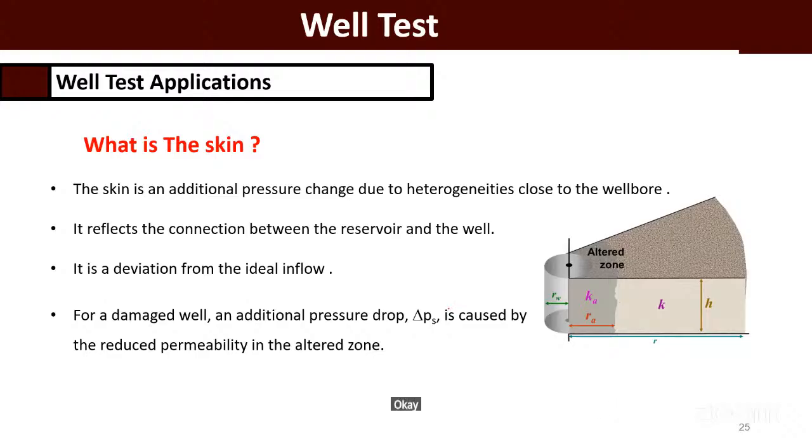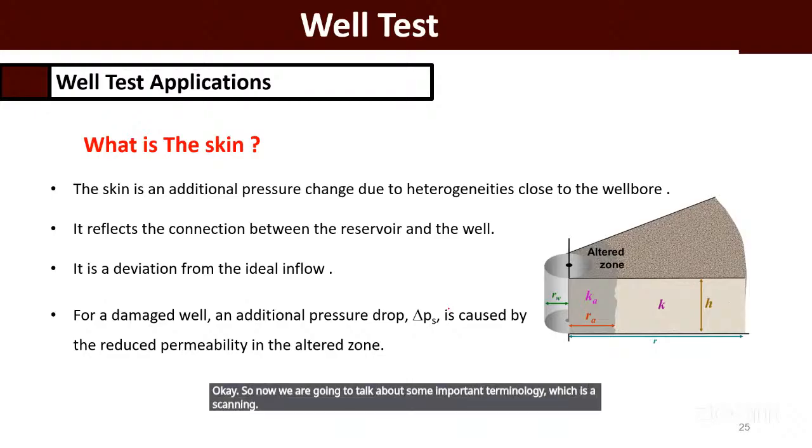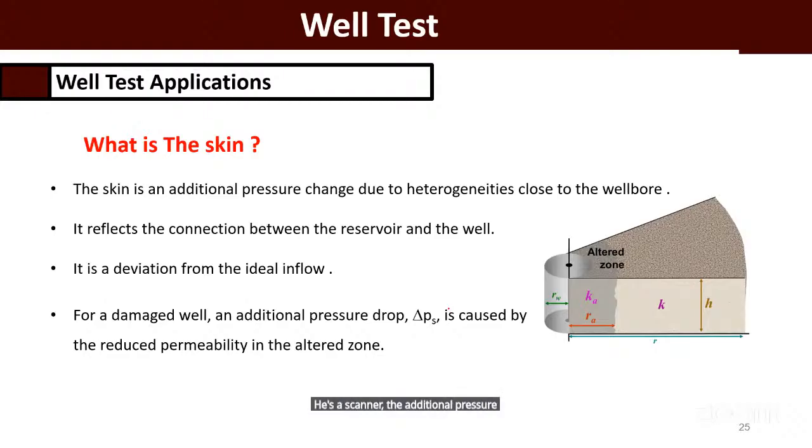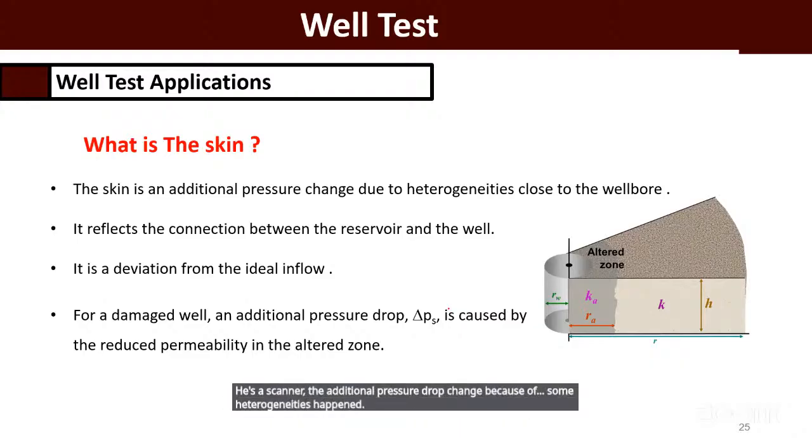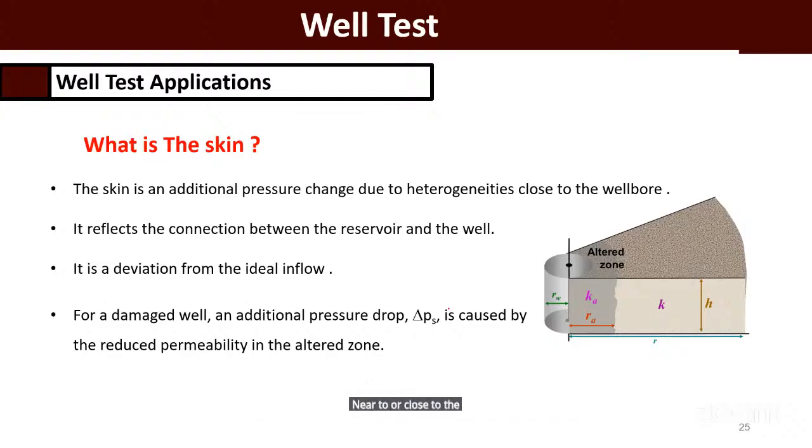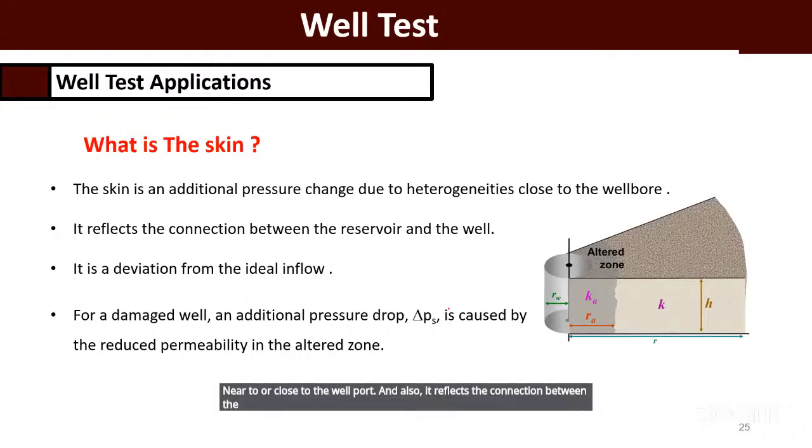Okay. So now we are going to talk about some important terminology, which is the skin. The skin is the additional pressure drop caused by some heterogeneity near the wellbore. It also reflects the connection between the reservoir itself and the wellbore itself. So it's a deviation, or additional pressure drop, from the ideal flow.